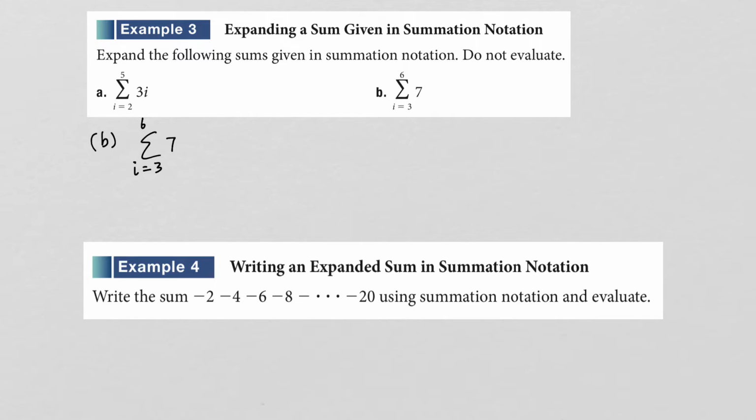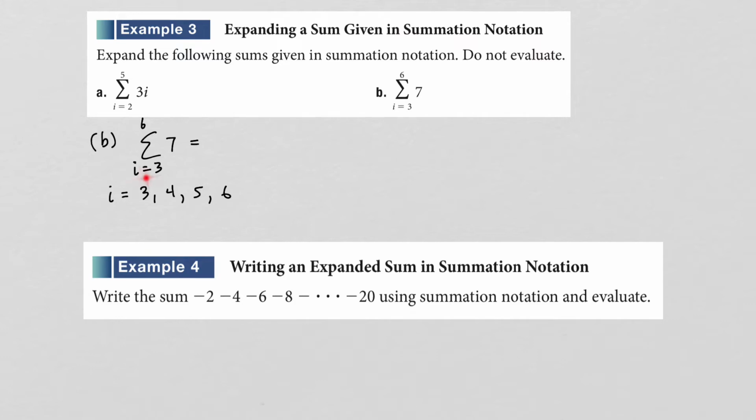So for this one, we are starting at i equals 3, and we're stopping at i equals 6. And you'll notice that the formula is a constant, right? It's just 7. There is no i in this formula. So we are going to find out what is the sum starting at i equals 3, and then 4, and then 5, and finally with 6. But there's nothing to plug into.